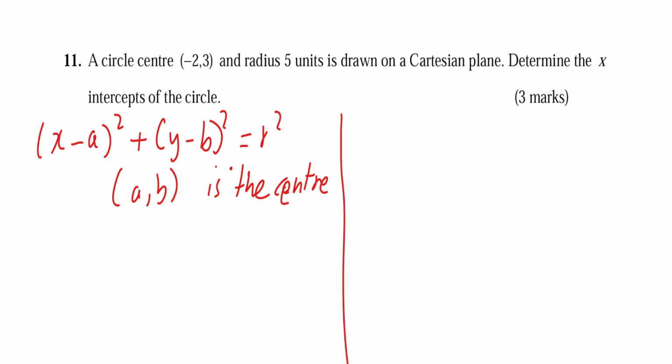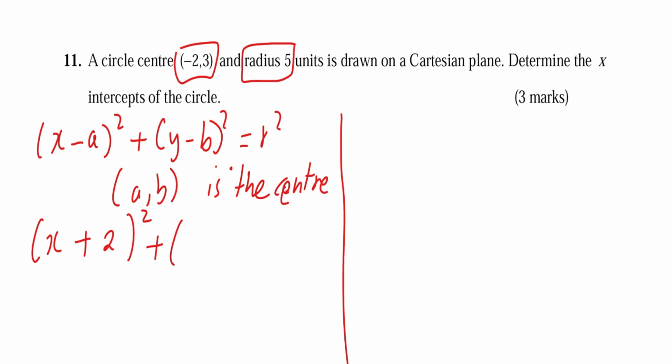So now we already know our center and our radius, so our job is just to insert those inside. You take x. Remember, our a is -2, so x minus -2 gives you x plus 2, plus y minus b. Our b is 3, so y minus 3 squared is equal to r squared.